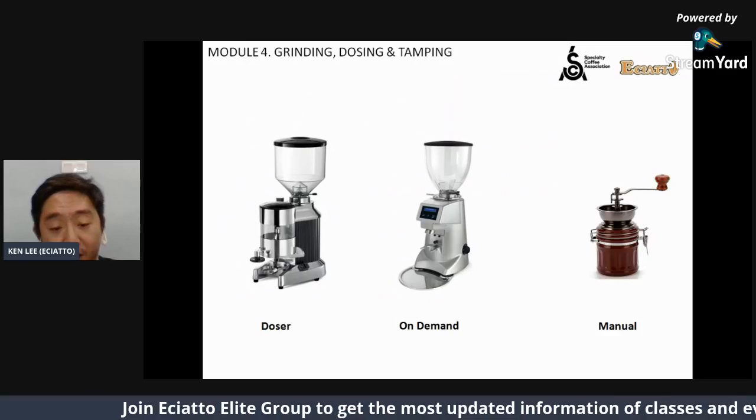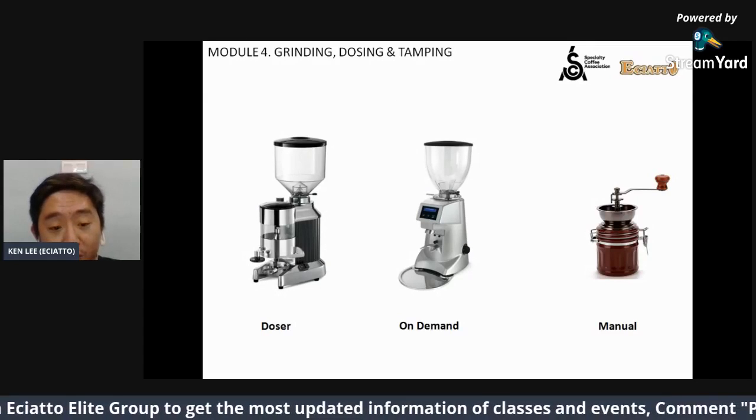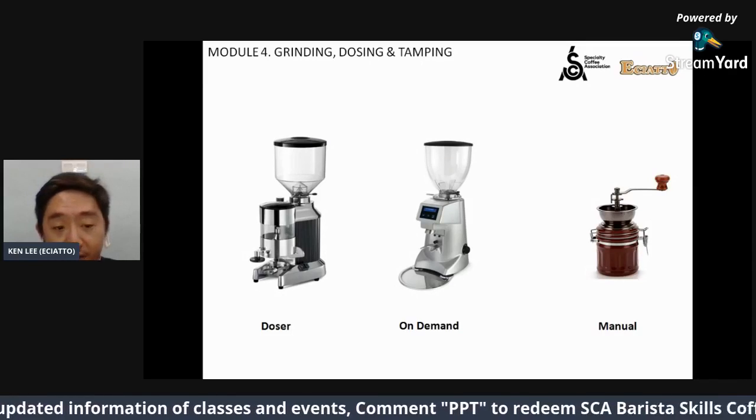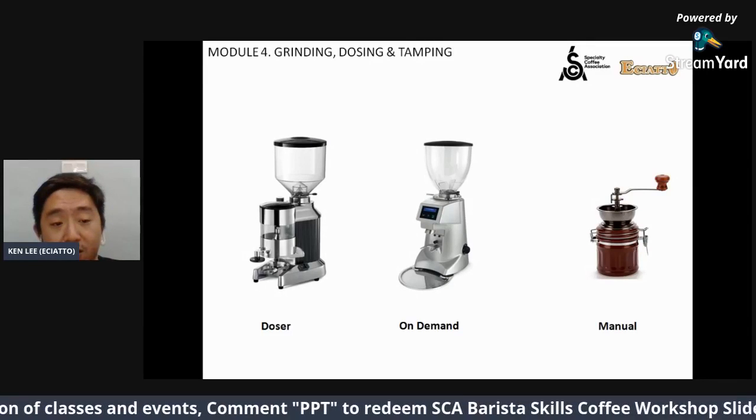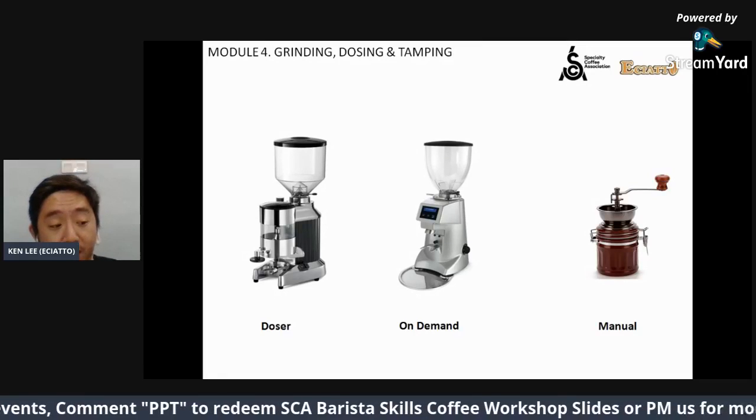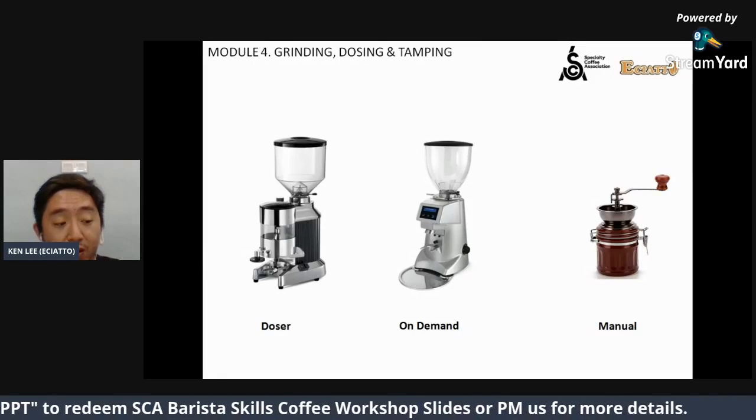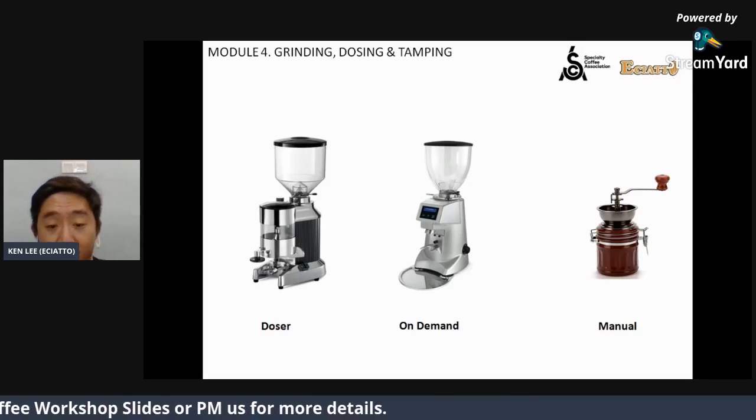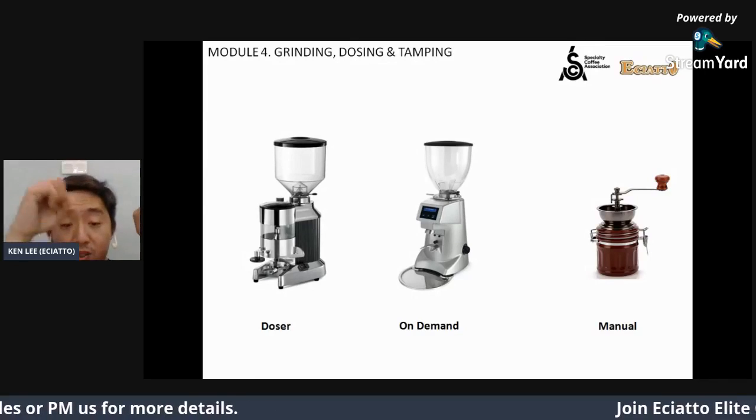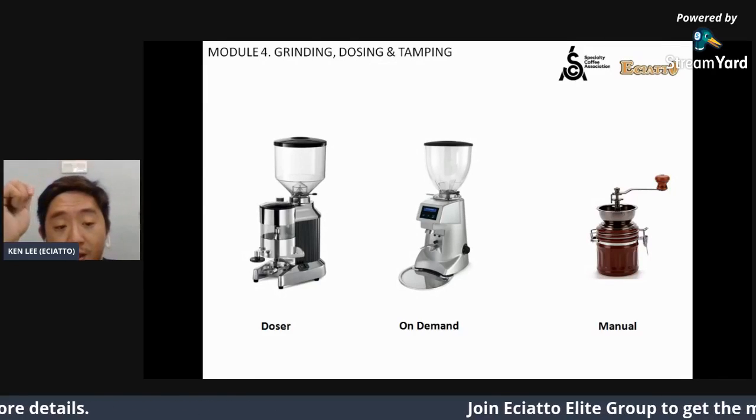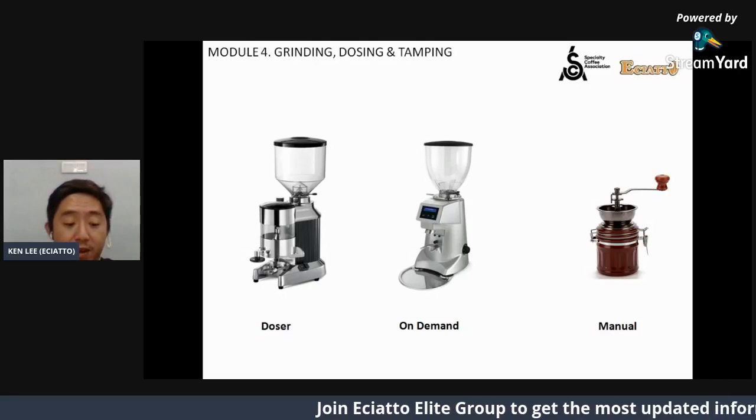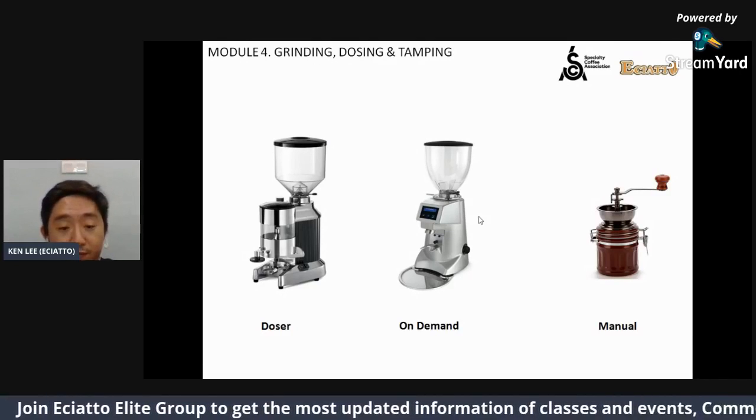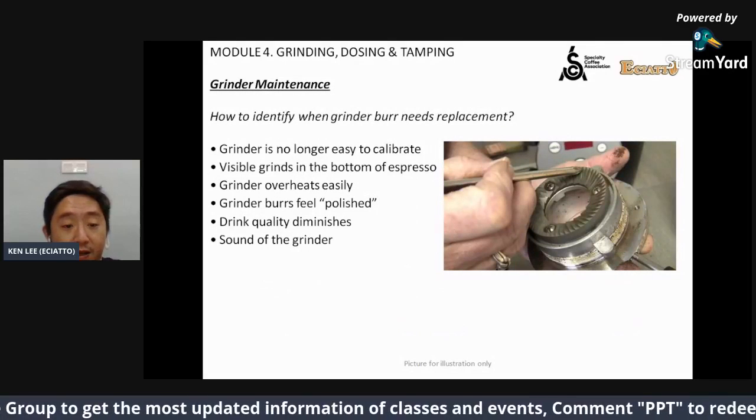This is some of the species that we have in the market now. So for doser, on demand, and manual. Manual grinders, or what we call hand grinders, we mainly use for filter coffees, or when we want to bring coffee outdoors. You can easily get a very small hand grinder online, but you need to turn it and grind yourself. So these are the three main types that we have: doser, on demand, and manual.